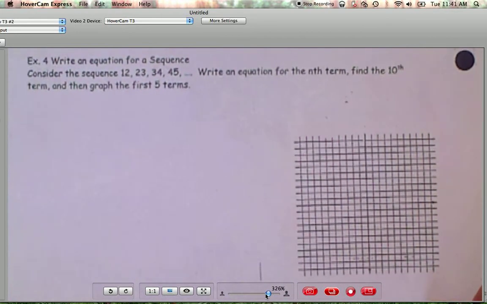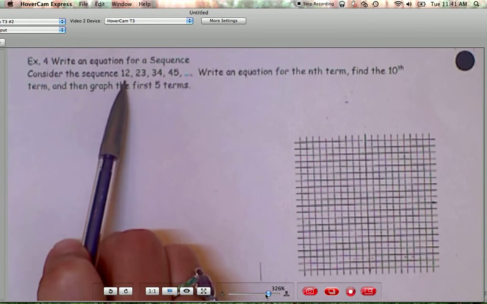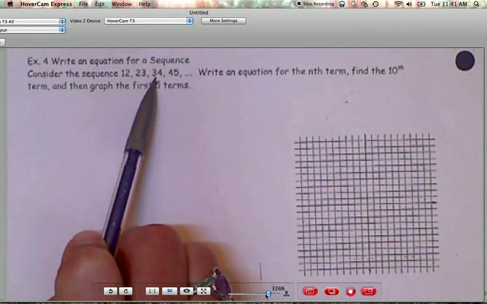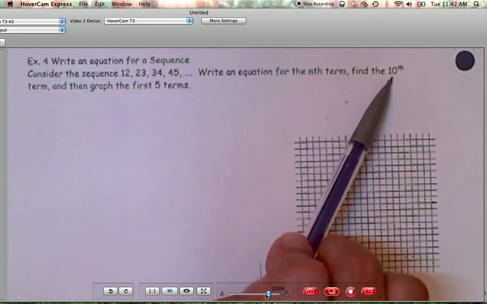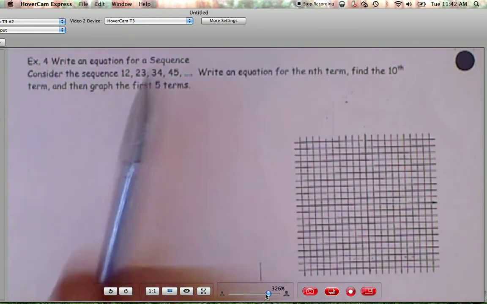Example 4, writing an equation for a sequence. This takes us even a step further, a kind of application step. We're using this sequence: 12, 23, 34, 45. We want to write an equation for the nth term. Then we're going to find the 10th term and graph the first 5 terms.